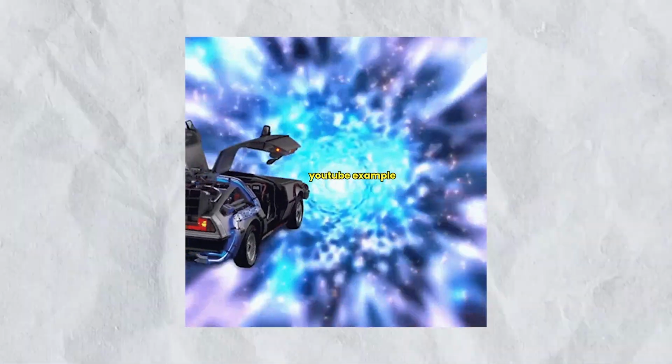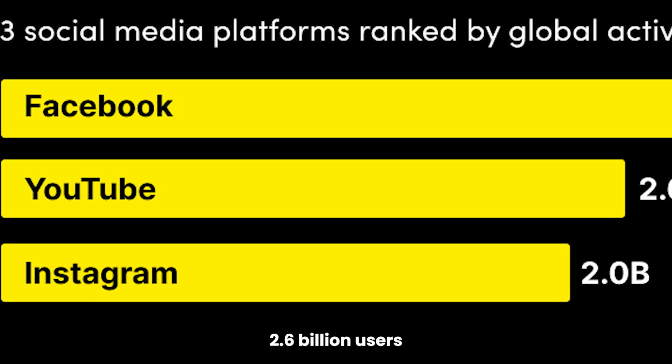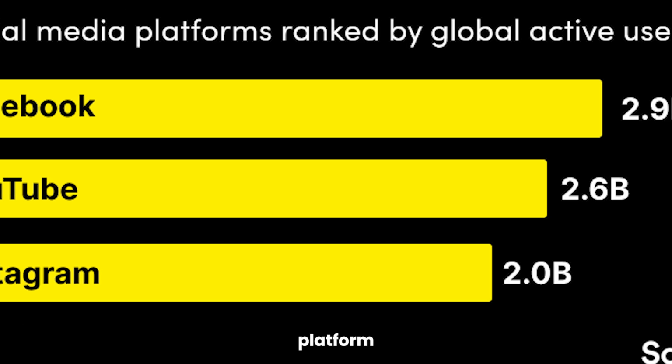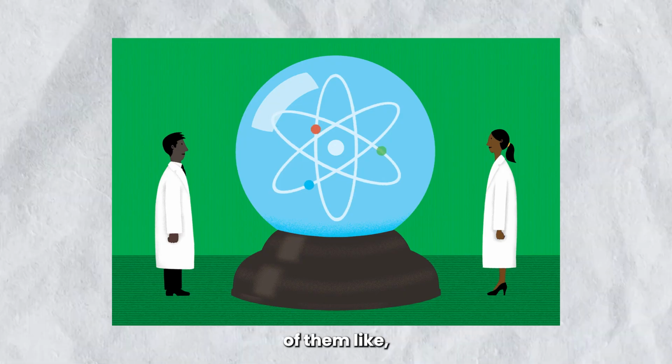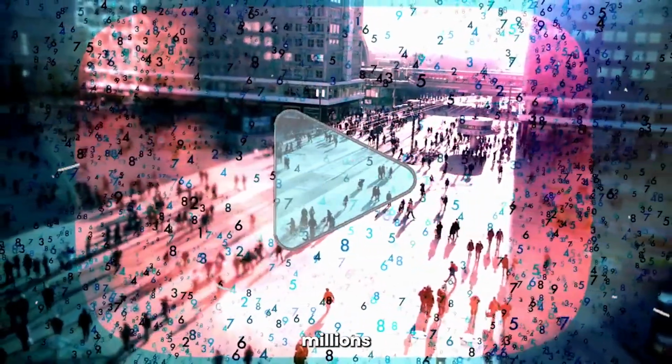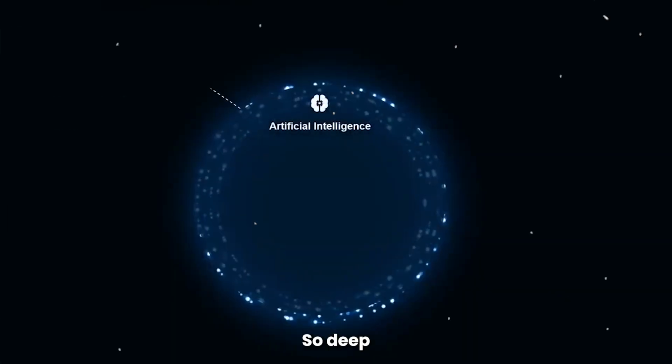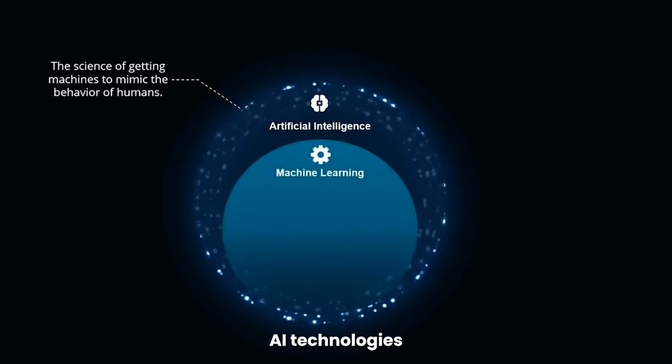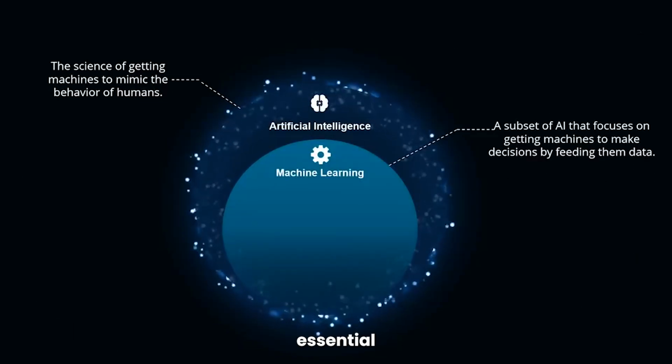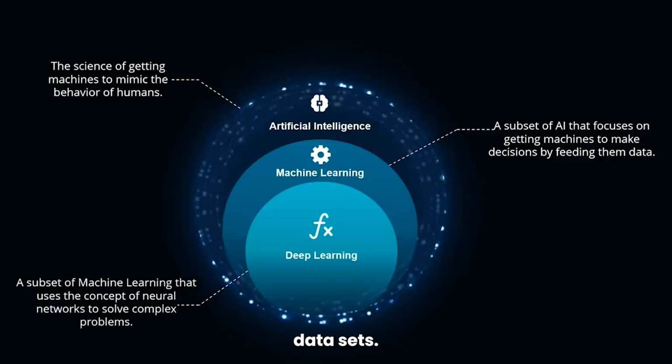Going back to the YouTube example, there are over 2.6 billion users on this platform, and to predict what each of them likes using human power alone, let's just say YouTube doesn't hire millions of people to do this job. So deep learning and other AI technology are absolutely essential when handling large and complex data sets.